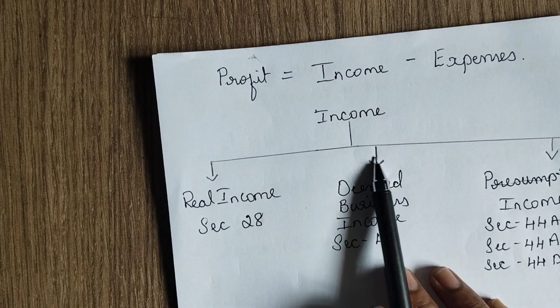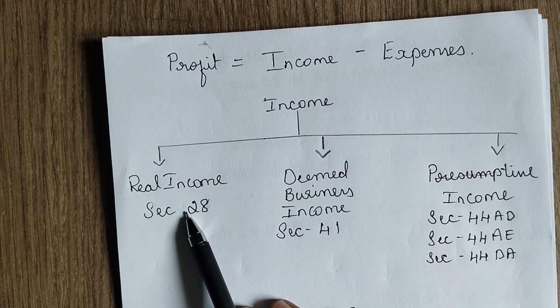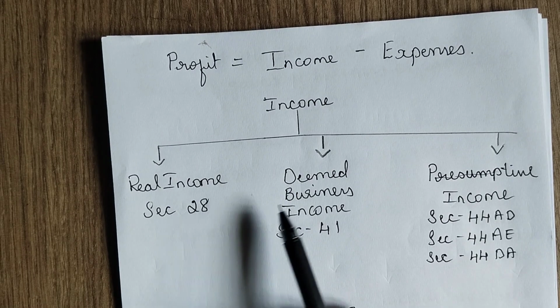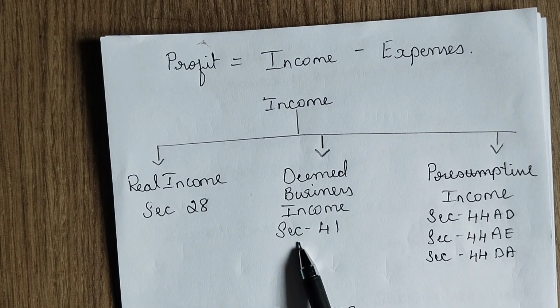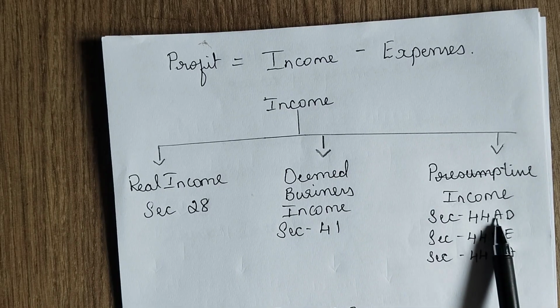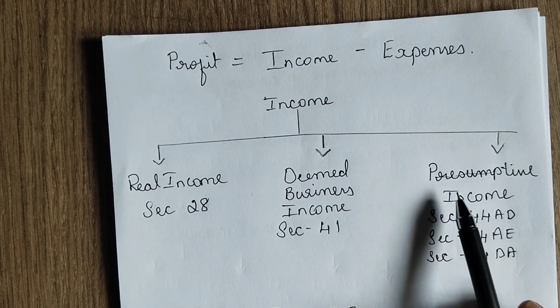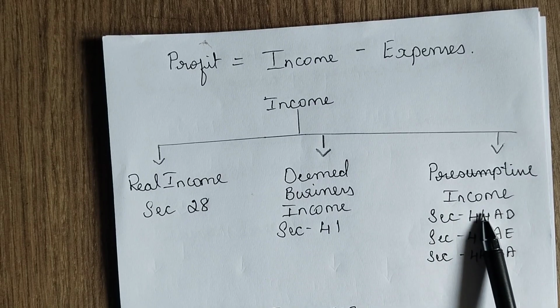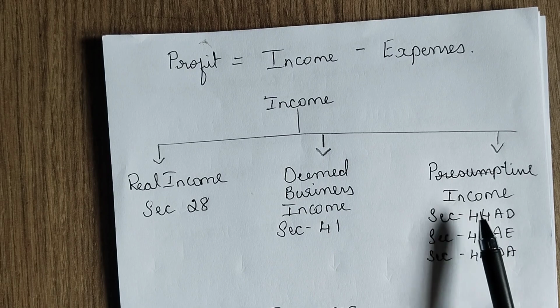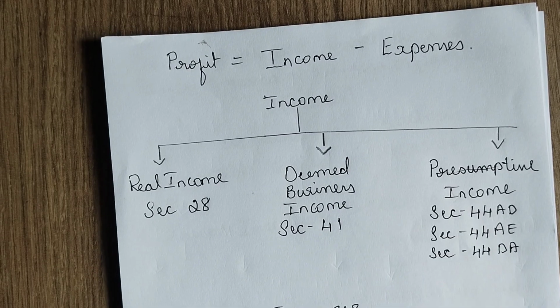The incomes are segregated into three different incomes: real income, section 28; deemed business income, section 41; and presumptive income, section 44AD, section 44AE, section 44DA. These are the three different sections. Presumptive income is one of the shortcut methods. On total turnover, 8% will be calculated as presumptive income.